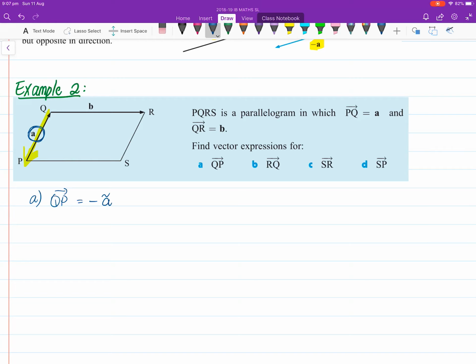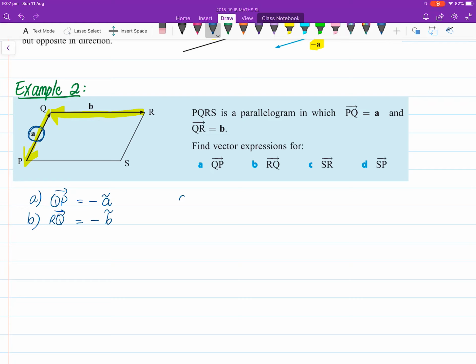Okay, let's do B. The vector RQ, so where's RQ? RQ is going this way, right? So it's going to be negative bold little b. So it's negative b, and that's the bolded version.